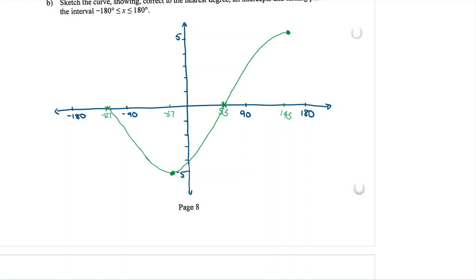Okay, I've got most of it, but I know that my curve needs to finish at 180 and negative 180. I need to sub one of them in. So let's sub in when x is 180.